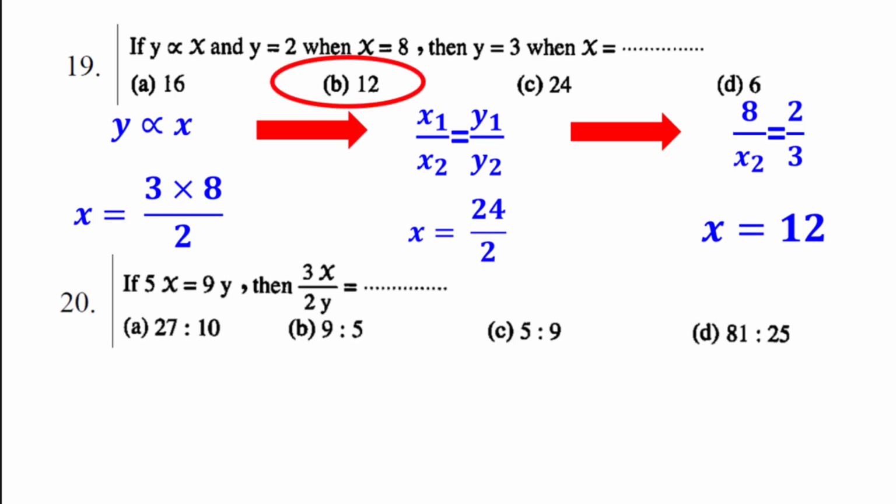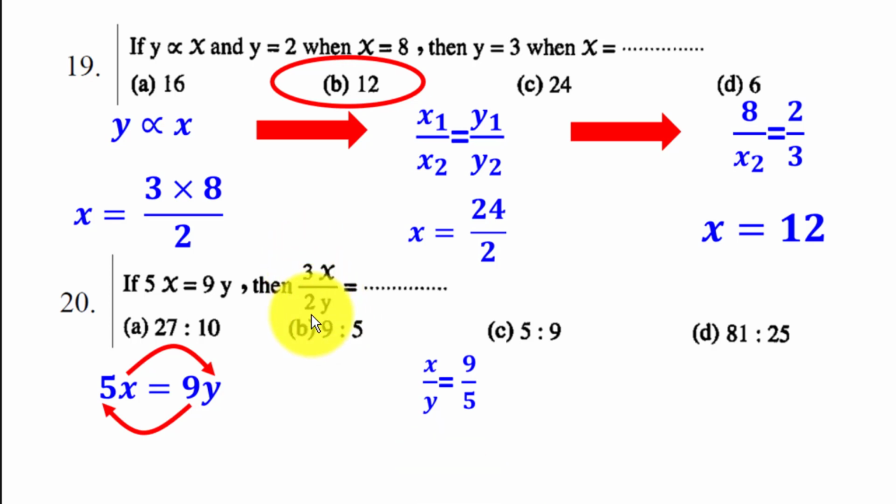Number 20, if 5x equals 9y, then 3x over 2y equals what? It's easy. We have 5x equals 9y. We can write the ratio between x and y as 9 over 5. Now x divided by y equals 9 over 5. Now we can write the expression 3x over 2y as 3 over 2 times x over y. Don't forget. Now we can write it as 3x over 2y equals 3 over 2 times 9 over 5.